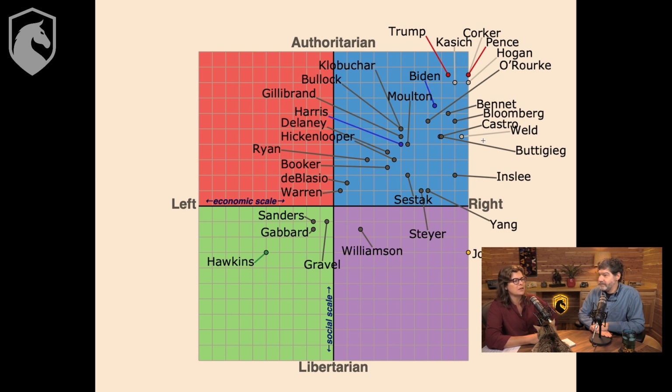Almost everyone else. The big exceptions, I was so pleased to see this, Tulsi Gabbard, and then we have Hawkins as the Green candidate over in the left libertarian camp, and Joe Jorgensen, who's the libertarian candidate for president, far right in libertarian camp, and Sanders and Gravel also in left libertarian. So I want to point out a couple of things here. I have to say I both do and don't buy this graph.